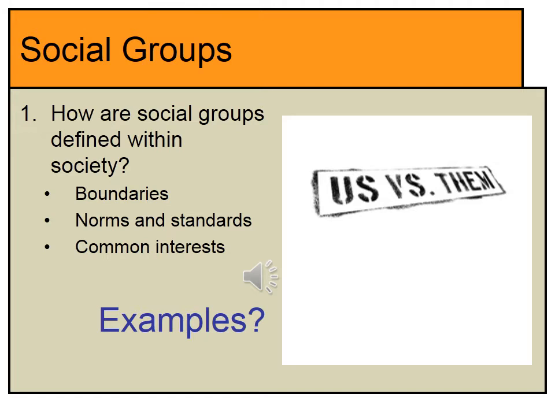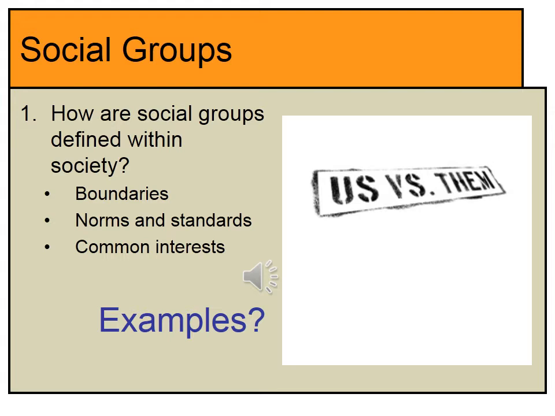So remember in the last lecture we learned about the different types of groups. They're all different types of groups and we all belong to various groups. But how are those defined within society? For sociologists, we have ideas about how groups are formed and some of those characteristics.